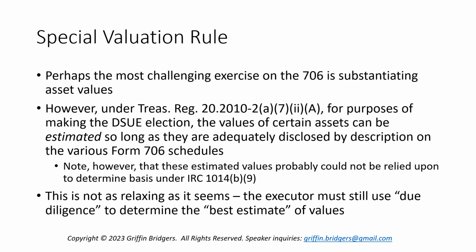The executor still has to use "due diligence" to determine the "best estimate" of values, and the regulations go on to say that this is done under penalties of perjury. So the executor still can't pull numbers out of thin air. They still might have to go through the exercise of getting a valuation and possibly spending the money to do so. So given that standard, a lot of executors may not necessarily be incentivized to use this alternate method over the more traditional method if the difference in liability is not much or not significant at the end of the day.